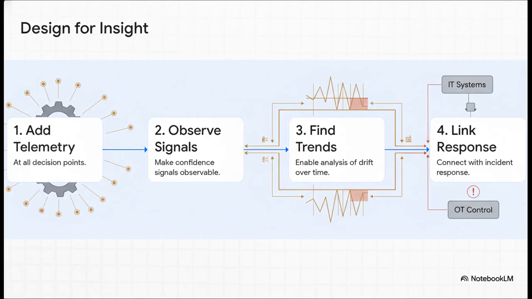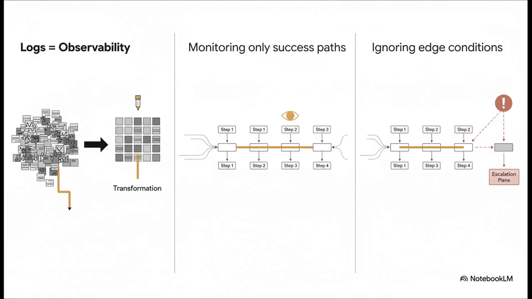So how do we actually do it? Well, here are 4 really practical steps. First, you've got to build in telemetry at every single point the AI makes a decision. Second, make its confidence score a first-class observable metric you can track. Third, build the tools to analyze trends so you can spot that slow drift. And finally, plug all of this directly into your incident response process so that when an alert goes off, something actually happens.